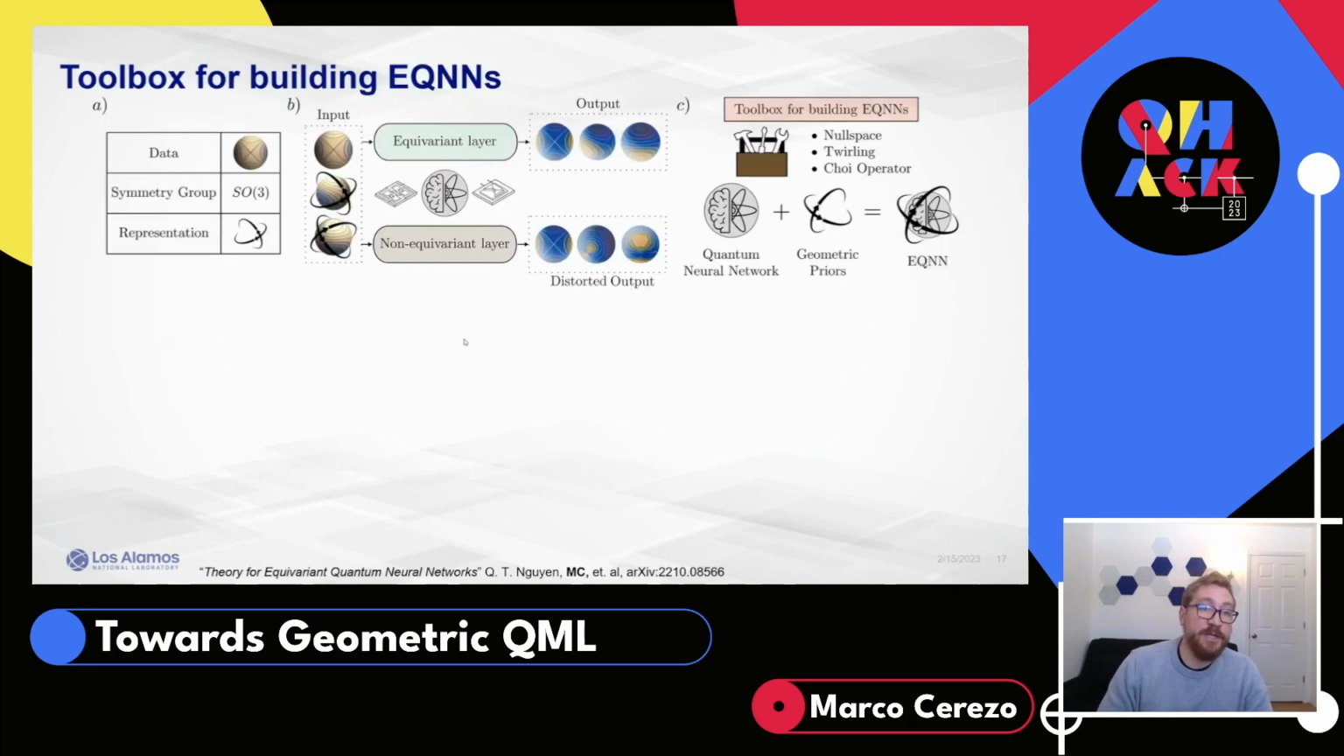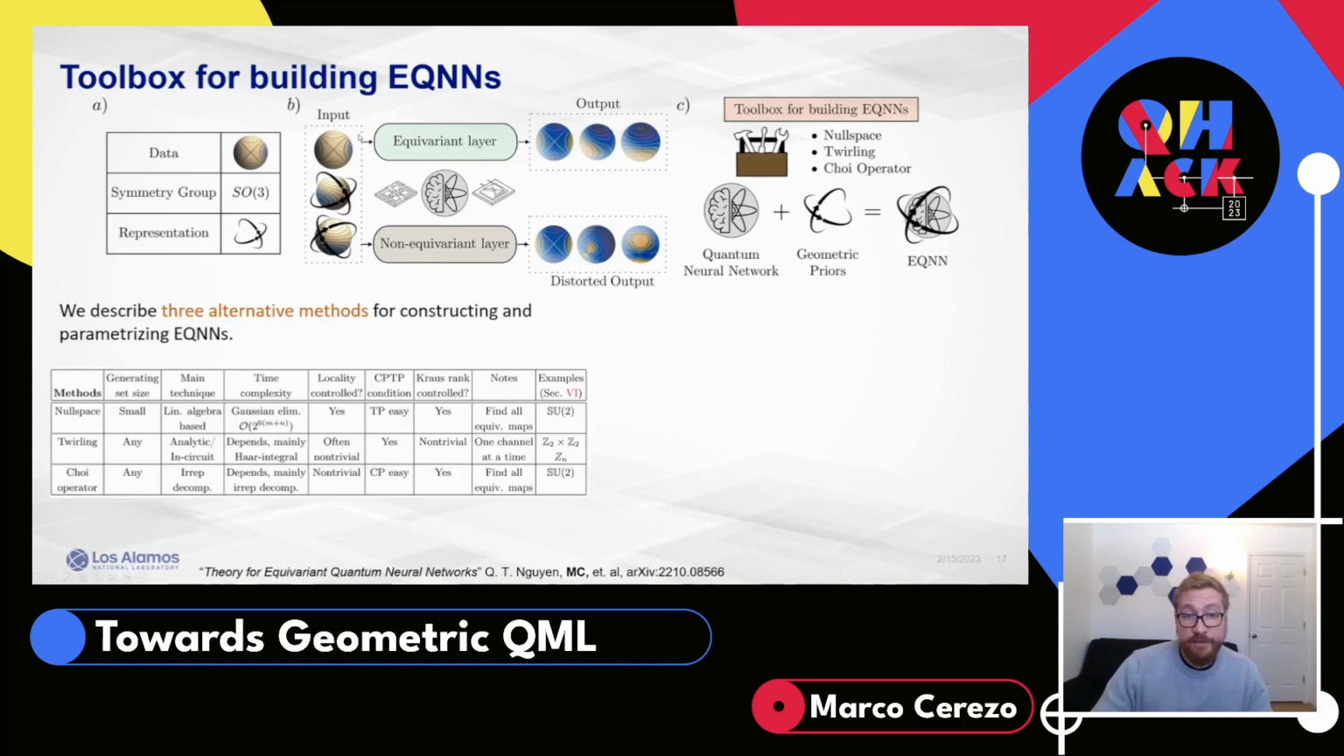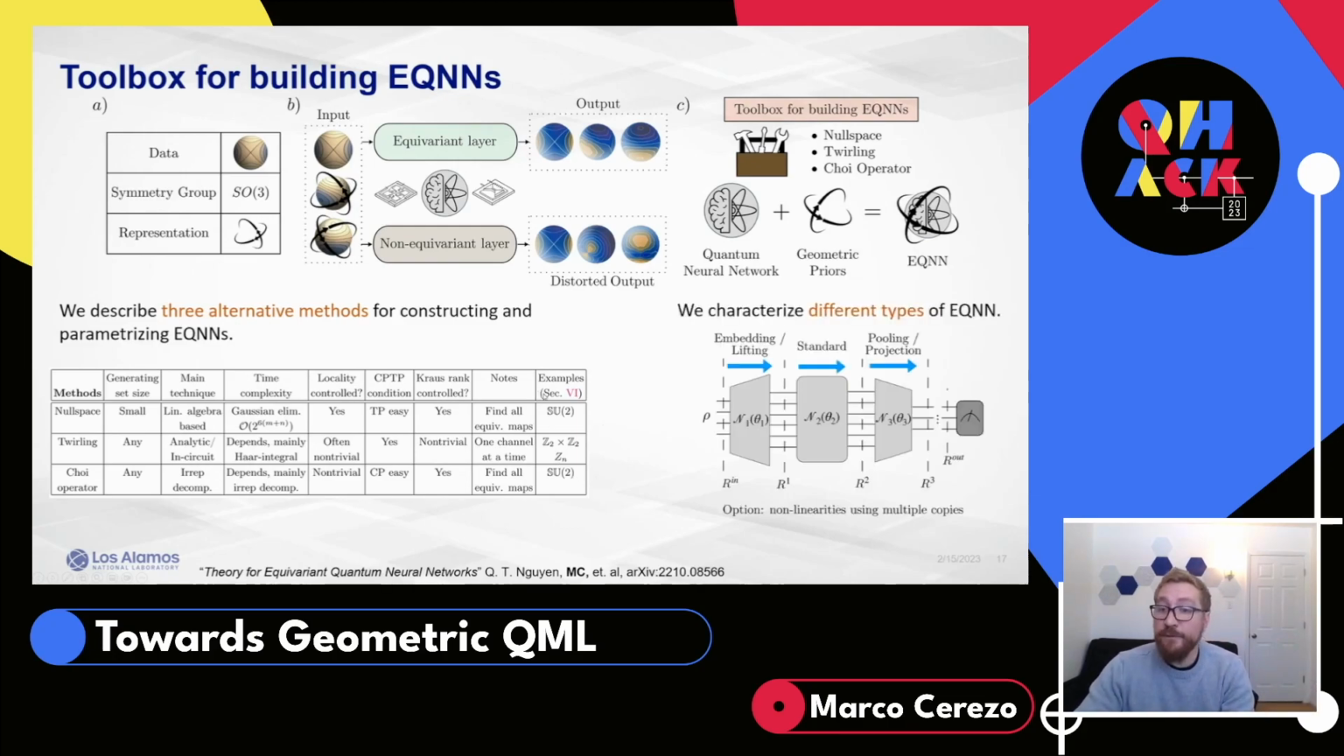I'm not going to go into technical details. I'm just going to say that we've built a toolbox for constructing equivariant quantum neural networks, where the idea is that you have data, you identify a group, you identify its representation, and we provide how to build those equivariant layers. We've provided 3 different alternatives. Again, I'm not going to go into all of those details now. We've analyzed their scaling, how hard it is to actually do this. We've provided examples for different special groups, and we've also been able to characterize different types of equivariant quantum neural networks, like embedding, where you take classical data and put it into a quantum state, and you can make this process equivariant, or standard layers like a unitary, but also like pooling and projections, where I'm throwing qubits away, right?